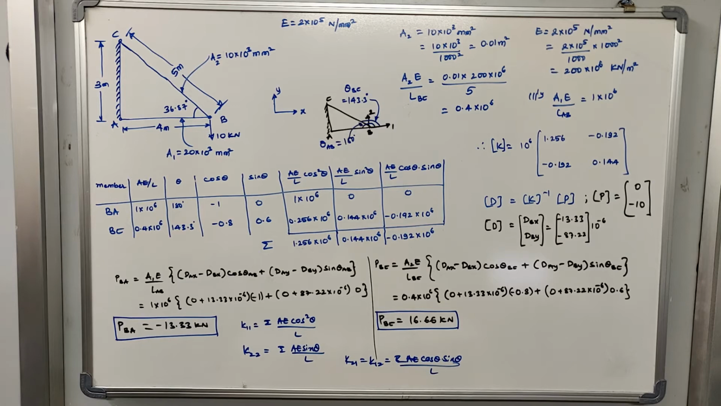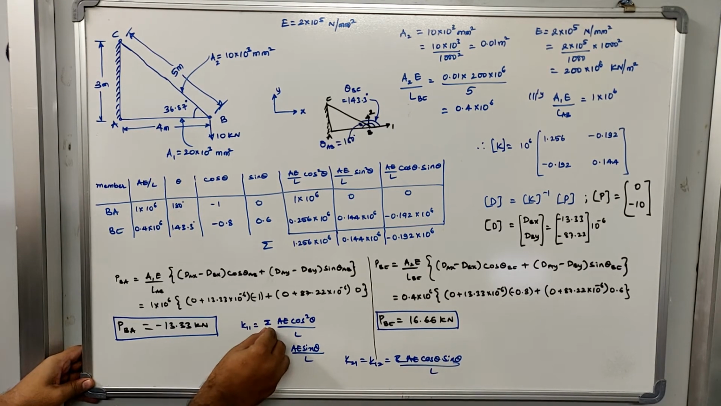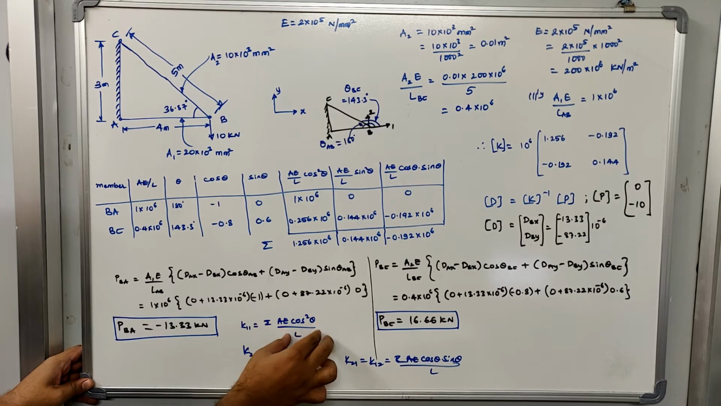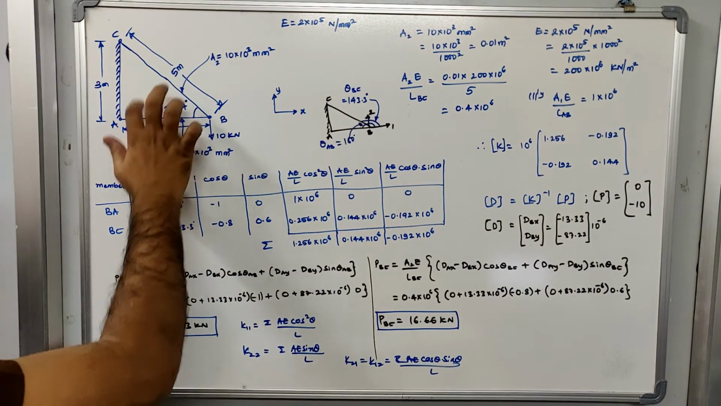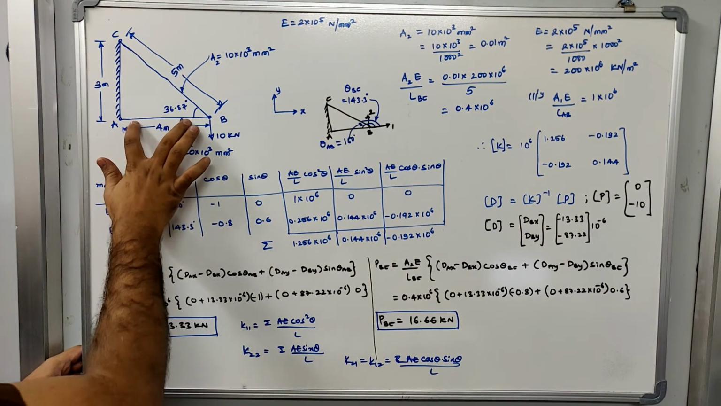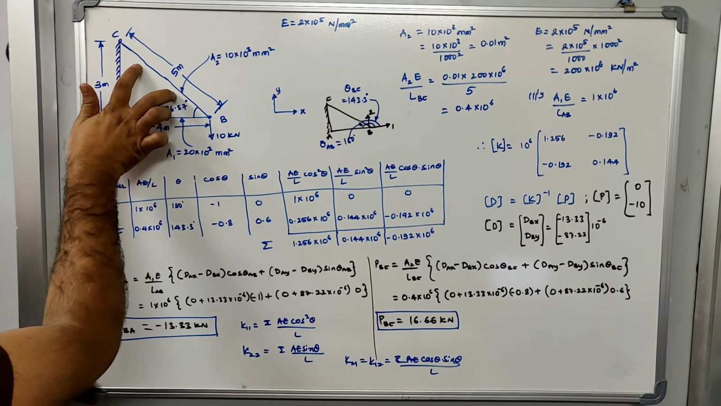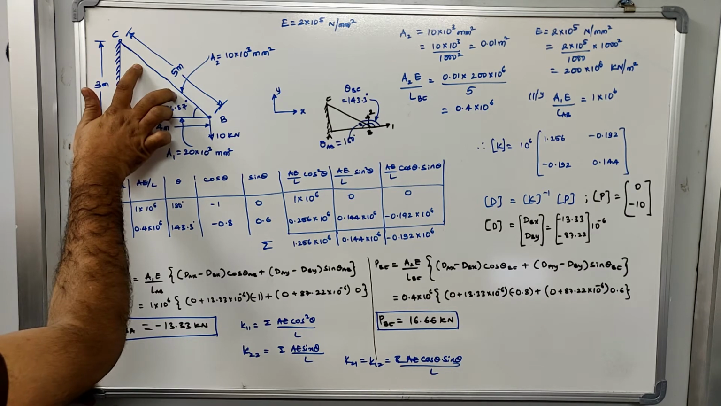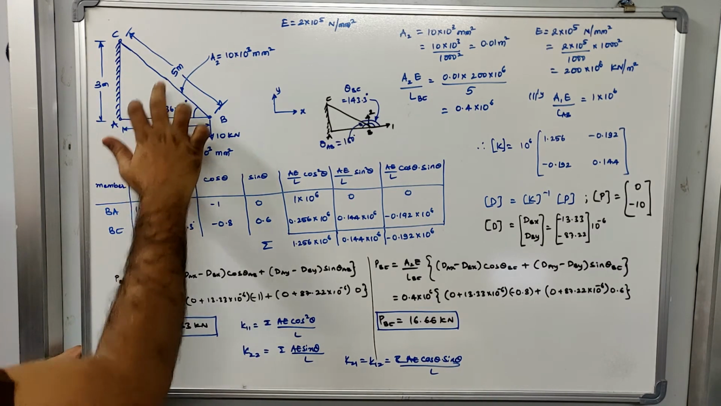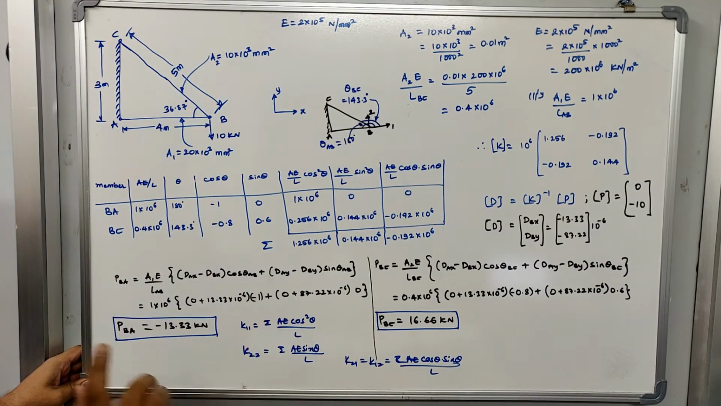Okay, now in this we will separate out one by one. This summation represents the summation of AE cos square theta by L for both the members. There are two members in this, so we will calculate how much AE cos square theta by L is for this member. Similarly, we will do it for the other member, and if we sum this up we will get to know how much K11 is.